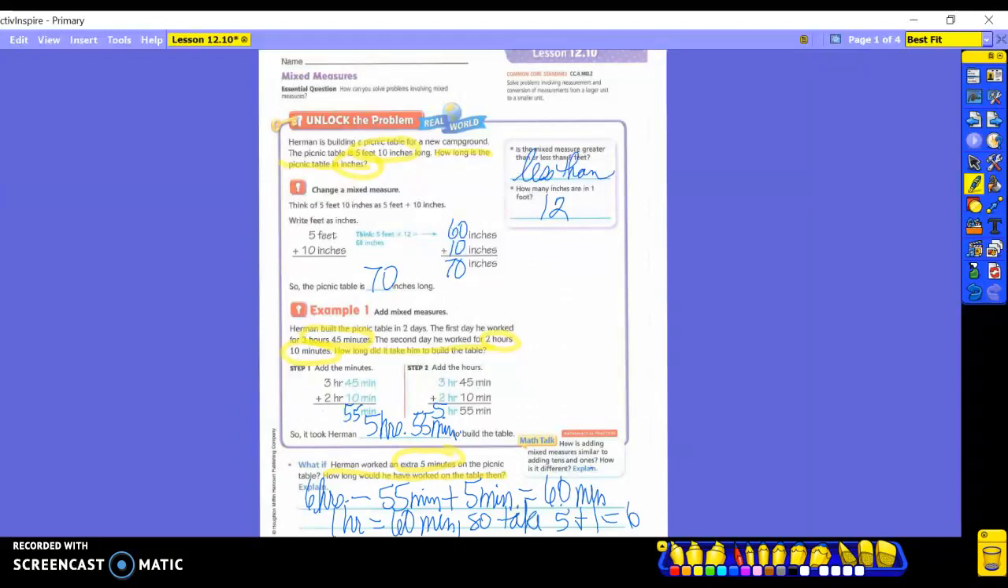So there's where it comes in: when you hit 60 minutes or more, you have to change it into another hour, right? And I'm going to tell you, you're probably going to have quite a few of those today. What page are you on when you have that, please?